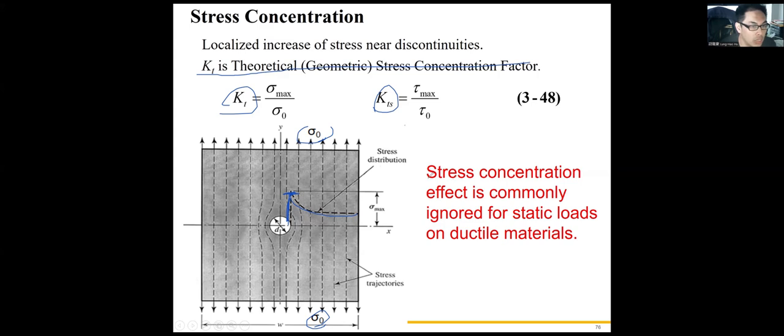Okay, and the stress concentration effect is commonly ignored for static loading on ductile material. So suppose we have a ductile plate under constant static loading. In this case, we don't have to take the stress concentration effect into account. And if the loading is not static, it's dynamic loading, or it is a brittle material, we have to consider the stress concentration effect.